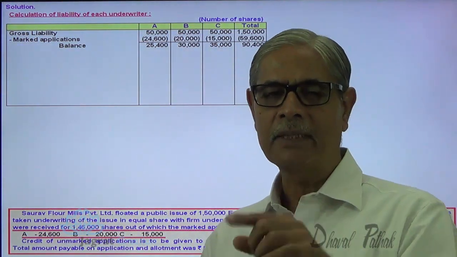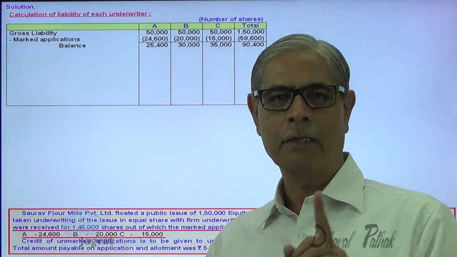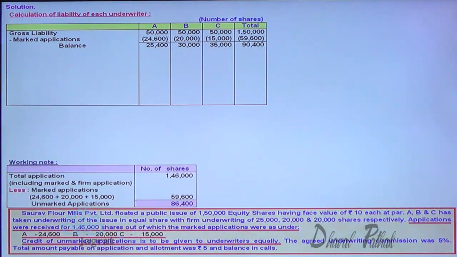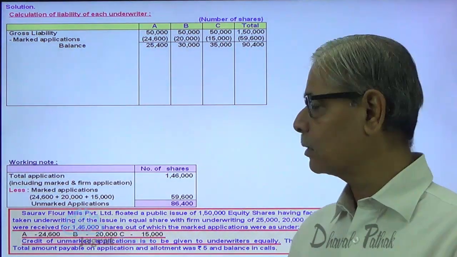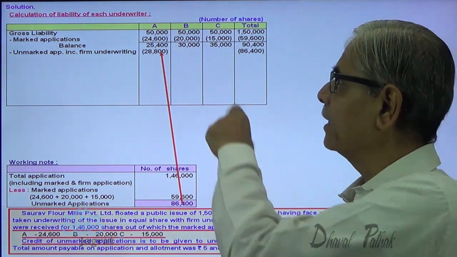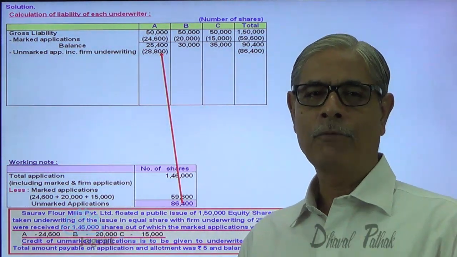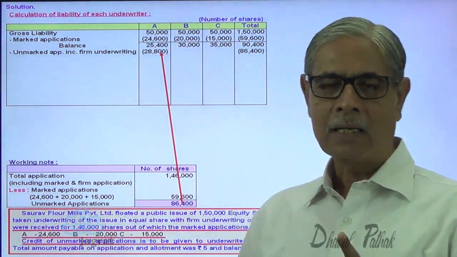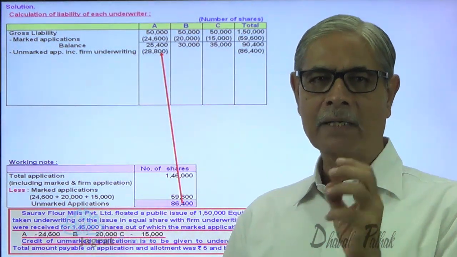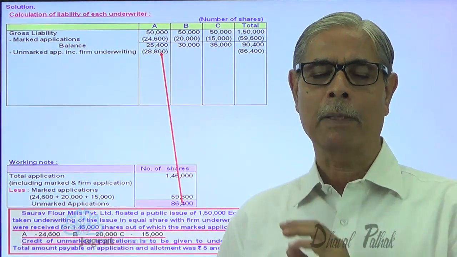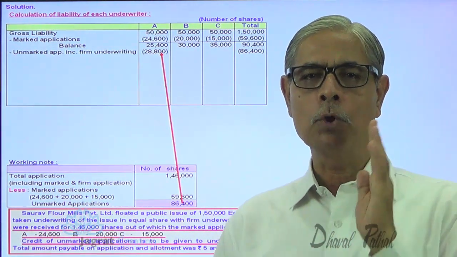Now, from this, you are required to deduct unmarked application in equal proportion. So, unmarked applications, we have already worked out, unmarked application 86,400. That is to be distributed equally. So, 86,400 divided by 3. So, 28,800 credit given to A from unmarked application. Remember, the unmarked applications are given in equal proportion. Credit is given in equal proportion, and unmarked application includes the firm application.